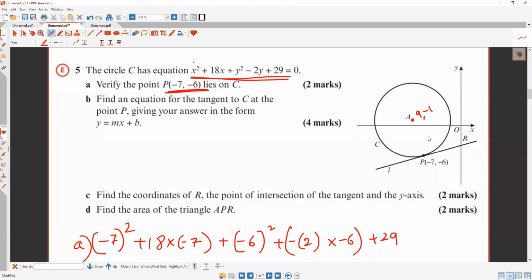Now you have to find the gradient. Y2 minus y1, let me find the gradient here itself. Y2 minus y1 divided by x2 minus x1. What is it? Minus 6 plus 1 divided by minus 7 minus 9. I'm getting my gradient to be 5 by 16. You guys got the gradient 5 by 16? Everyone?